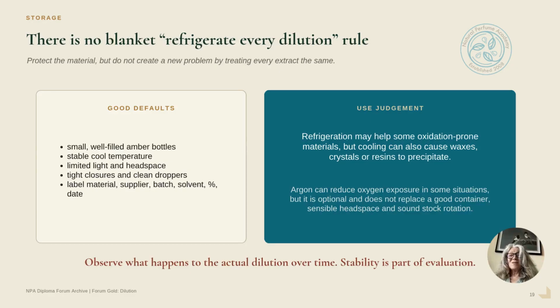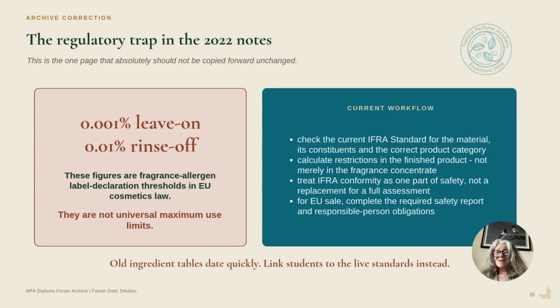The fridge is not automatically the best place for every dilution. Aim first for stable, cool temperatures, limited light and oxygen, clean closures, and clear records. Refrigeration may protect one material while making another crystallize or throw sediment. This is why archive curation matters.